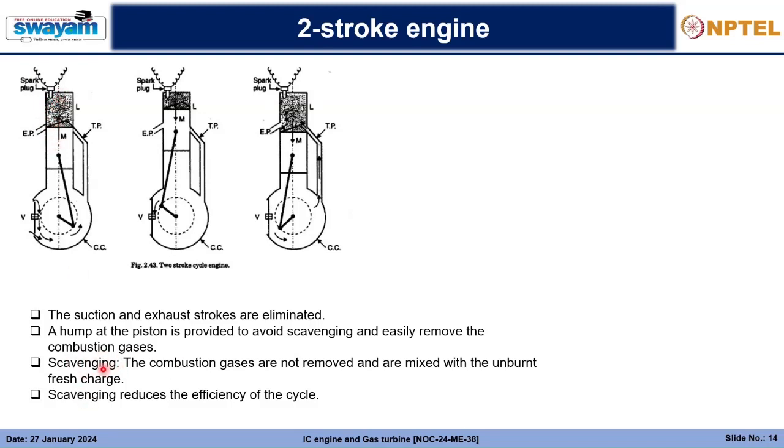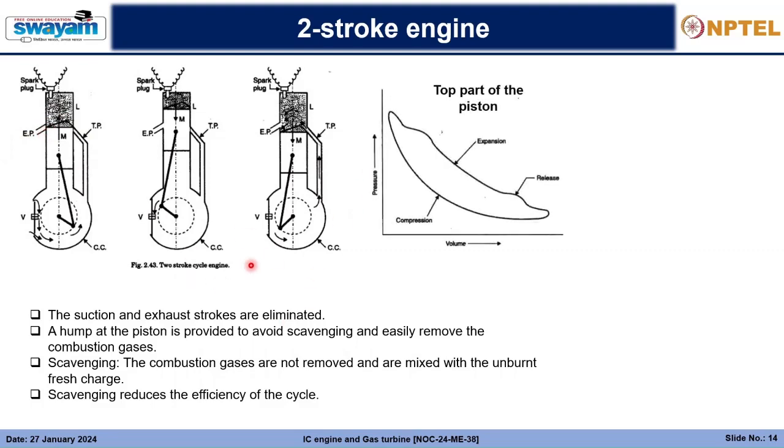In scavenging, the combustion gases are not removed and are mixed with the unburnt fresh charge, and it reduces the efficiency of the cycle. So in order to avoid scavenging, a hump on the piston is provided to easily remove the combustion gases. This hump directs the fresh charge above, and it pushes the exhaust products through the exhaust port. So that's basically how the two-stroke engine works.